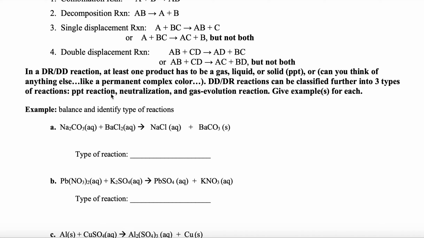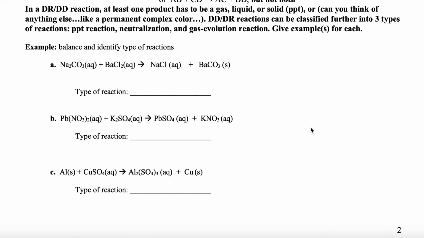Okay, and in this case, we have a name for it. If the reaction forms a solid product, we call that a precipitation reaction. If the reaction forms water, most likely it's going to be a neutralization reaction. And if the product is a gas, we call this a gas evolution reaction. Okay, we're going to run into a few of them.